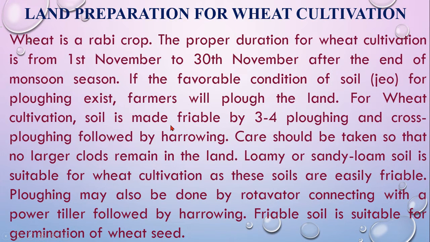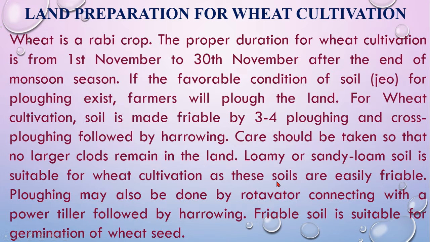For wheat cultivation, soil is made friable by 3 to 4 plowings and cross plowing followed by harrowing. Care should be taken so that no large clods remain in the land. Loamy or sandy loam soil is suitable for wheat cultivation, as these soils are easily friable. Plowing may also be done by a rotavator connected with a power tiller, followed by harrowing. Friable soil is suitable for germination of wheat seed.